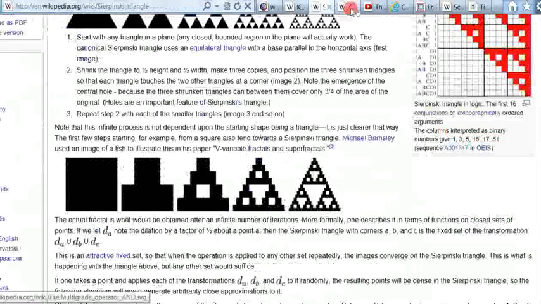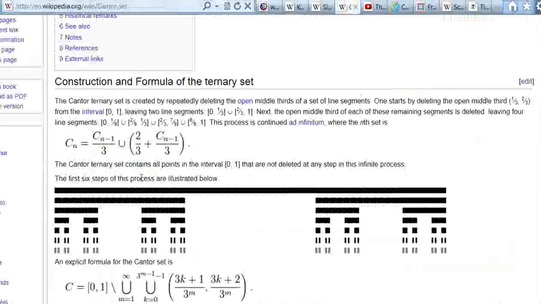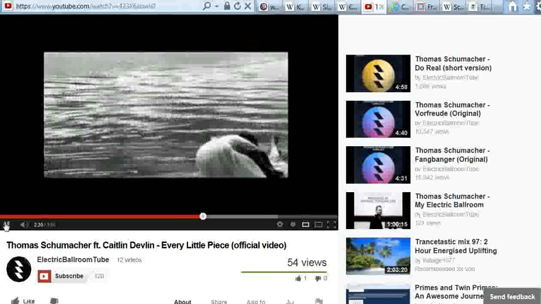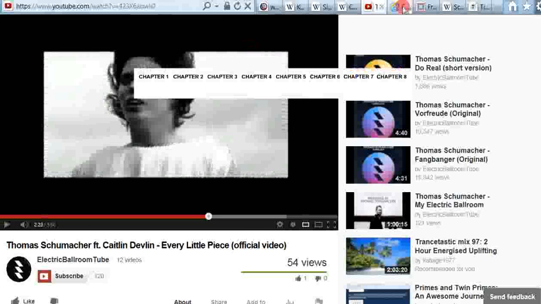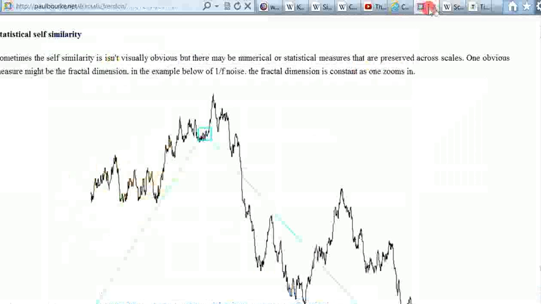And then we have the Cantor set. It's just taking a segment and dividing it in half at a certain ratio. You've got to look at the Cantor set. So basically, we're listening to Thomas Schumacher, Every Little Piece. A really good bit of British electro. We were looking at a nice quote by Isaac Newton. It is the glory of geometry that from so few principles fetched from within, it is able to accomplish so much. So I thought that was really eloquent.